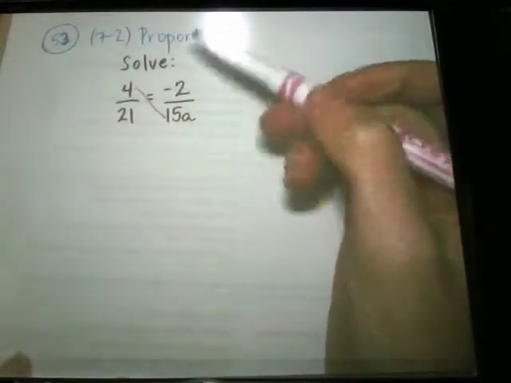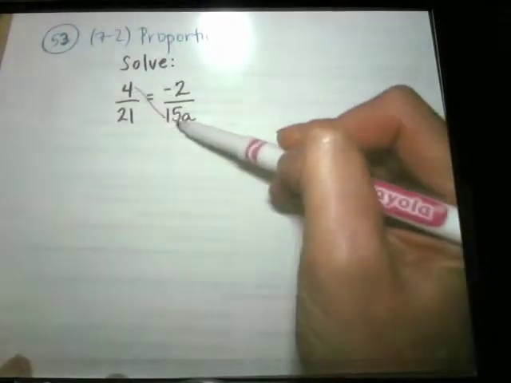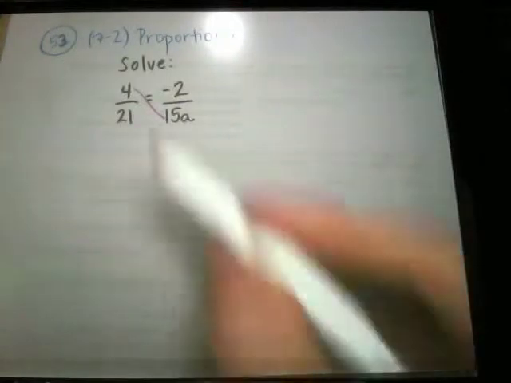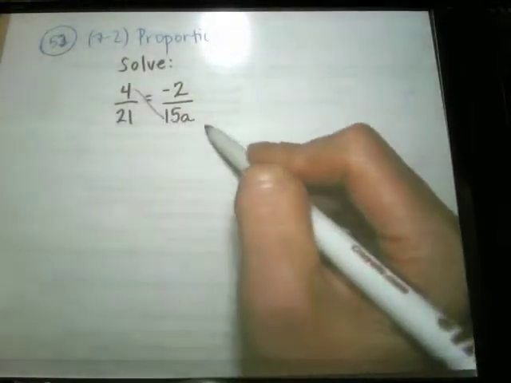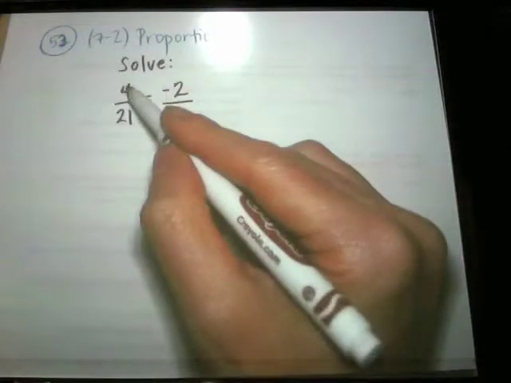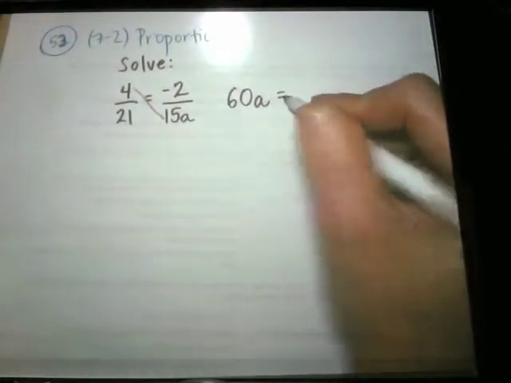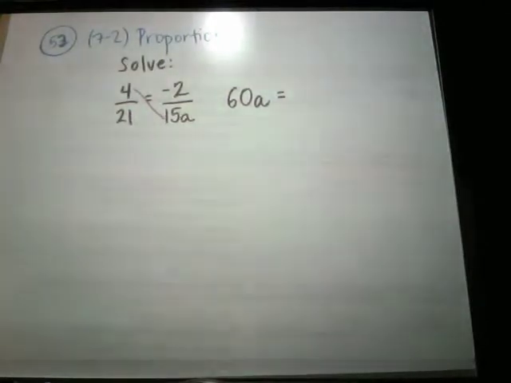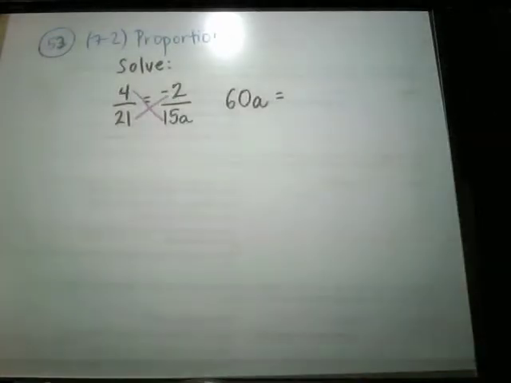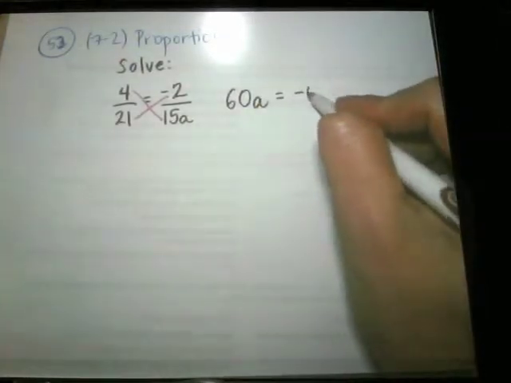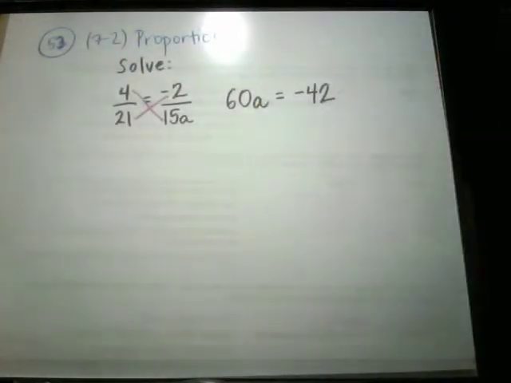My habit is I always start with the upper left and do this cross first, but it doesn't matter. You could cross the other way first. Either way will work. 4 times 15a, we cross multiply. Remember, we multiply these. 4 times 15 is 60 times a, 60a. So you do one cross, you put the equal sign, you do the other cross. Remember, the equal sign has to go in the middle. 21 times negative 2, watch out for negatives here, negative 42.